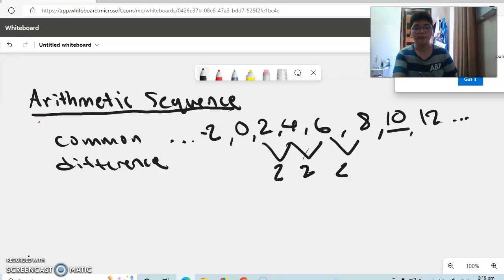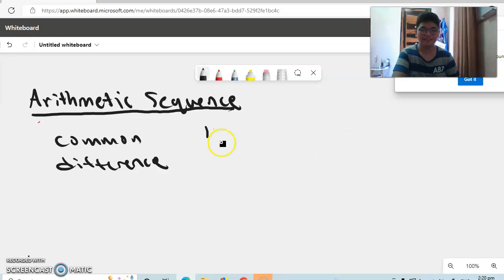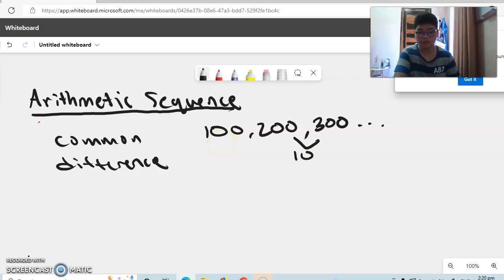Now, a bit harder example. How about 100, 200, 300, so on and so forth? Well, again, it's easy. 300 minus 200 is 100. 200 minus 100 is also 100. Then the next term is, you guessed it, 400.